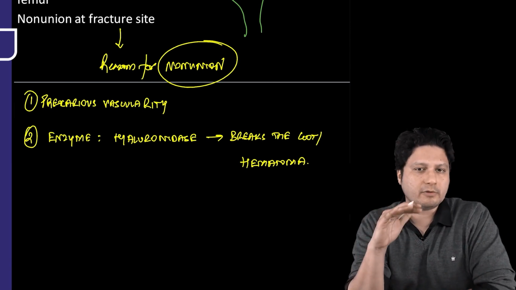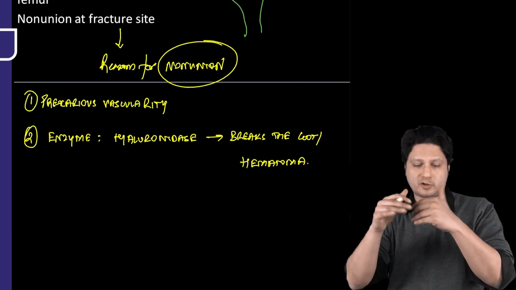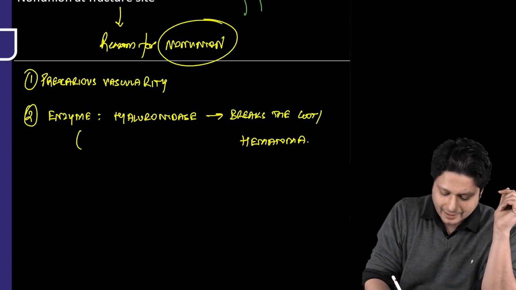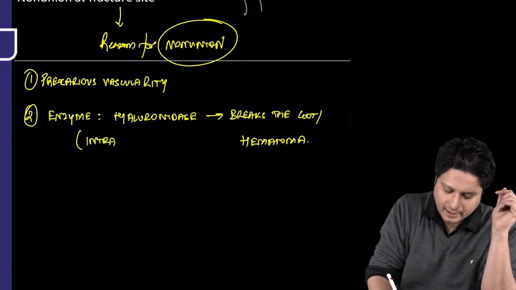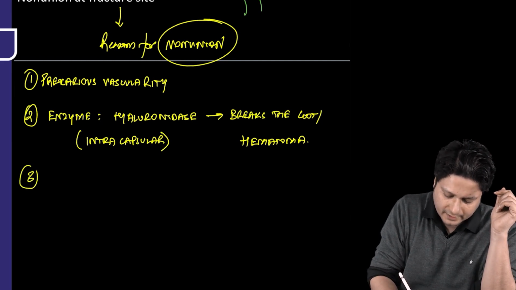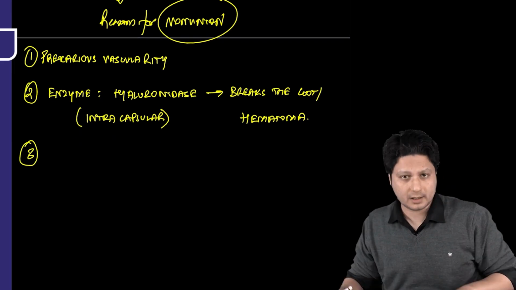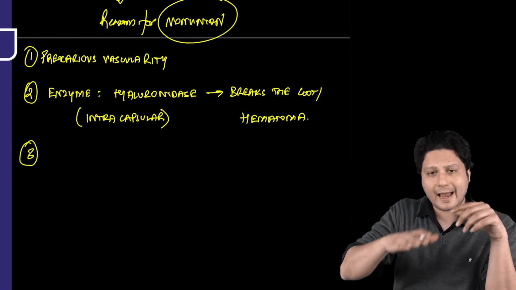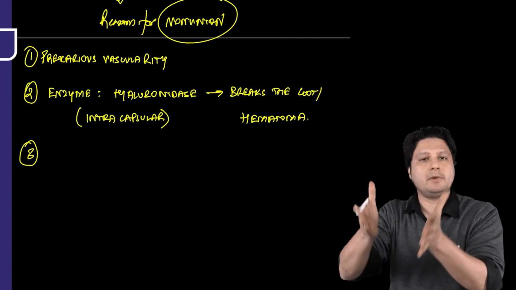Now, over a period of time, we will come to know how this enzyme contributes to the non-union. So remember, it is an intracapsular enzyme. It is not present outside the joint. It is intracapsular all the time. And there is a reason why these kinds of enzymes are present intracapsularly. And the third reason is the absence of a cambium layer of the periosteum.